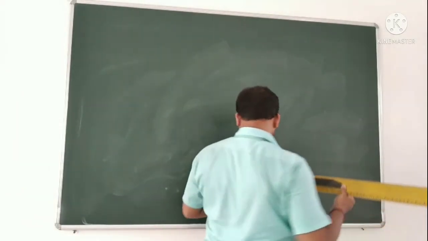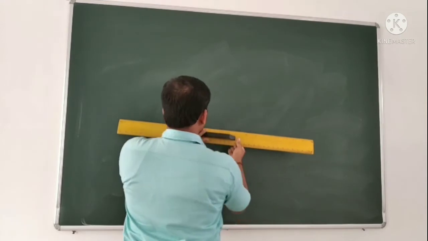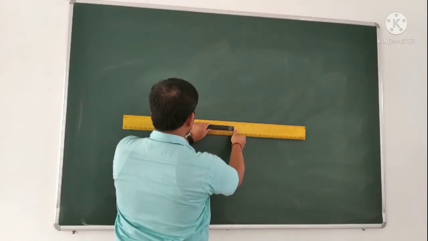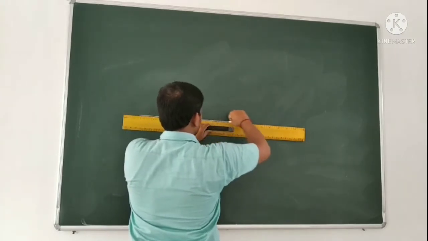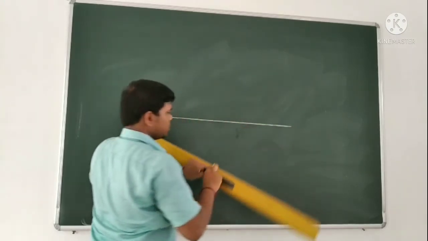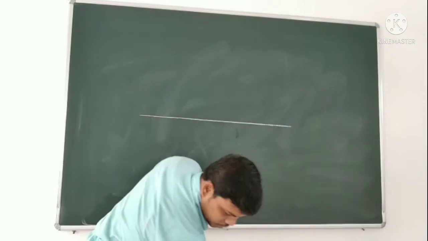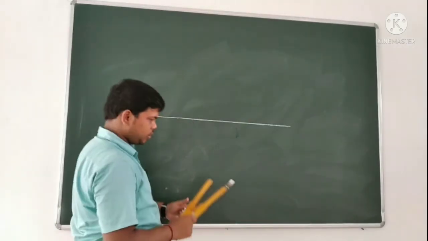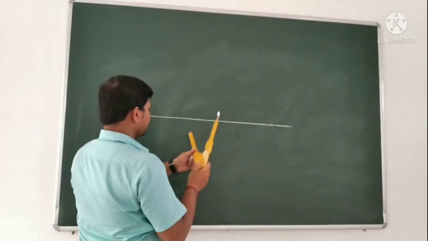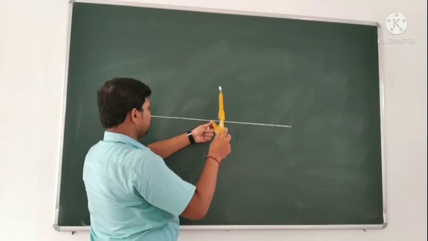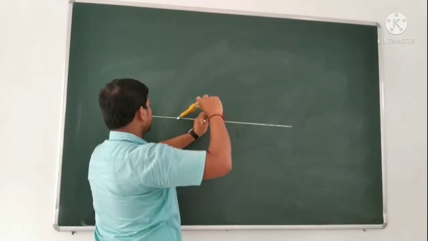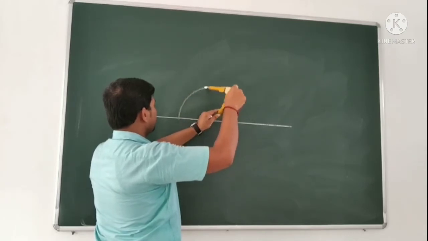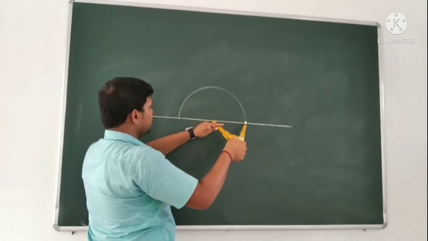First, draw a straight line. In this way, first draw a straight line. Next, draw an arc of any length. In this way, draw an arc of any length.